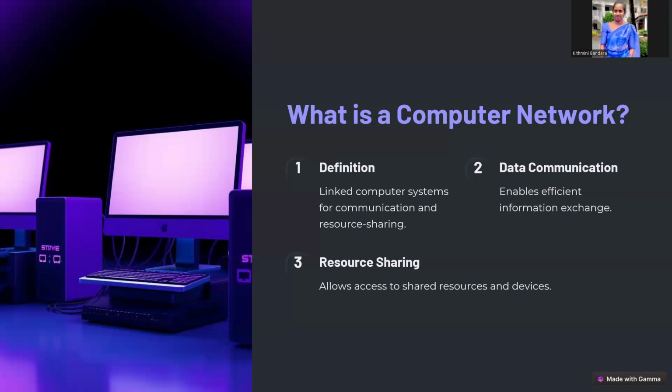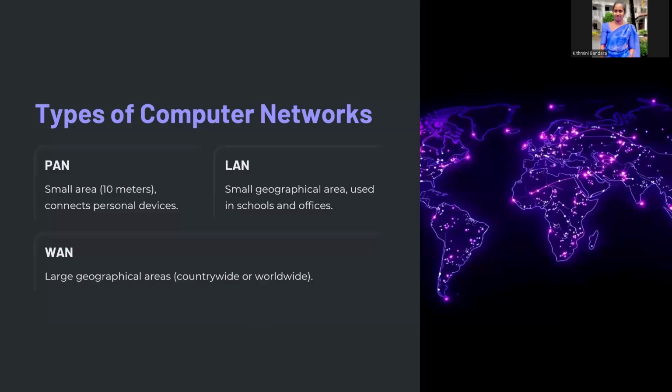Next, we discuss the types of networks. Networks can be classified based on their size and geographical area. Let's look at the three main types. The first one is PAN, Personal Area Network. This is a small network, usually within 10 meters, that connects devices like your phone, laptop, and Bluetooth headset.